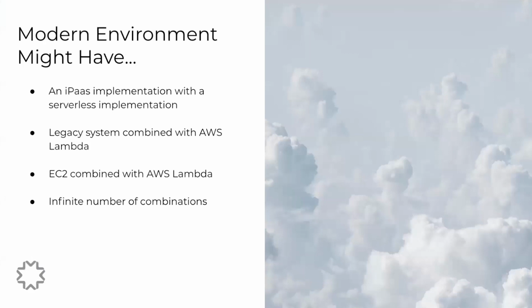So what does that look like in a modern environment? A modern environment might not be completely serverless, right? It also might not be 100% monolith. It might be a hybrid implementation, so it has many different components. It can be messy, and it's rare that a system is 100% this or that. Almost always these days, the system is taking a hybrid approach. You might have an iPaaS implementation combined with a serverless implementation, like MuleSoft with AWS, for example. You might have a legacy system built on a Windows VM, Perl script, right, combined with AWS Lambda. You might have EC2 combined with Lambda. There's an infinite number of combinations, really.